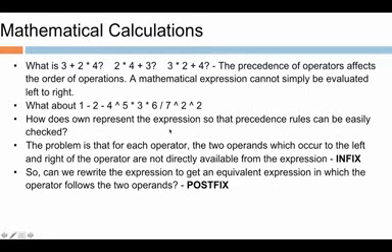So how does one represent the expression so that the precedence rules can be easily checked? Now, what is the problem? The problem is that the two operands that occur to the left and right of an operator are not directly available from the expression. In other words, because of our precedence rules, if you ask what are the operands for this minus sign, we know from our evaluations that it is the result of 1 minus 2 followed by the result of this whole expression.